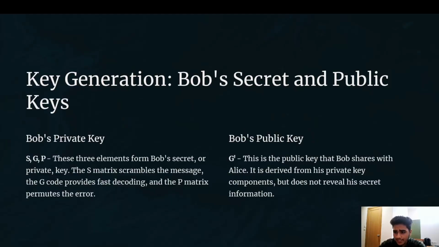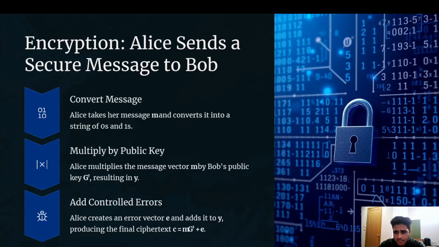Okay, so Progyan explained how Bob creates his public key G prime and keeps his private key secret. Now let's see how Alice sends him a message. Let's say Alice has a message M she wants to send securely to Bob. First, she turns the message into a string of zeros and ones like a computer would. Next, she takes Bob's public key G prime that Bob shared. She multiplies her message vector M by his public key G prime. Let's call the result Y.